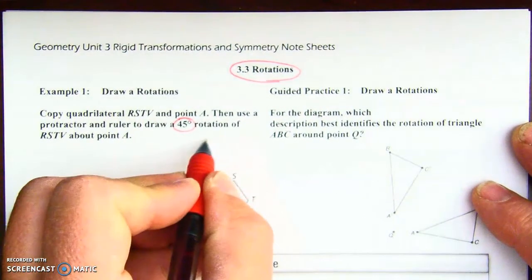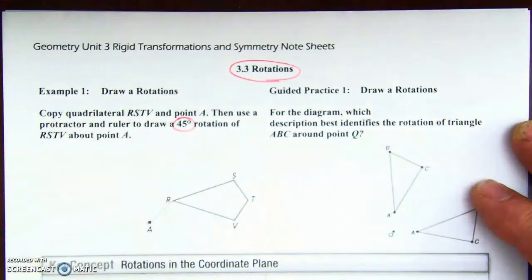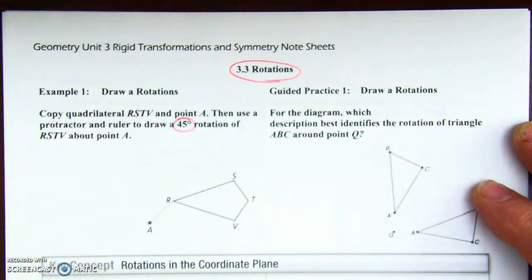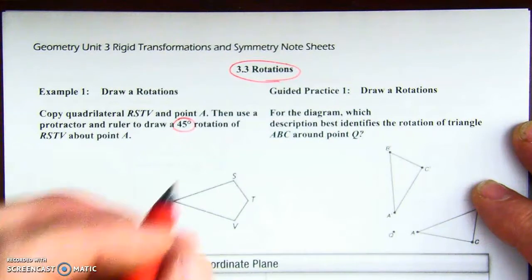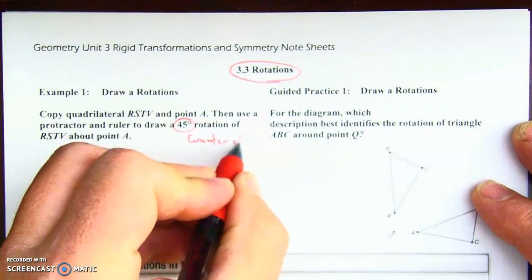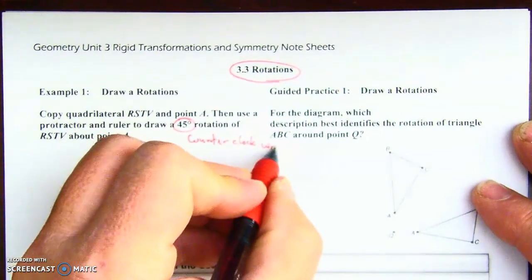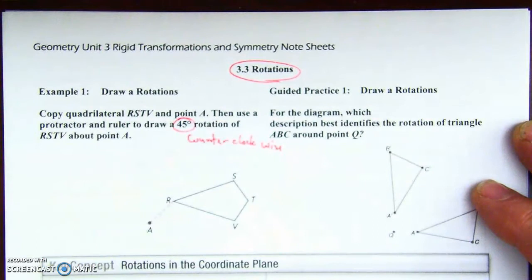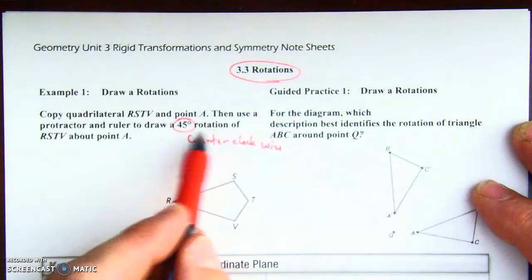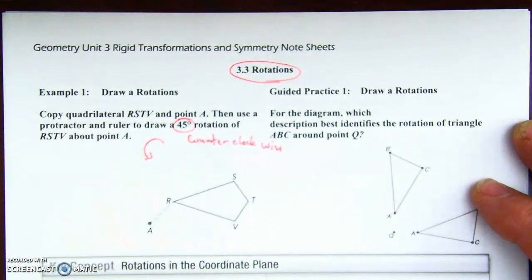And we're rotating, okay? Now, as you see a rotation here, if it hasn't been defined, we're always going to assume it's counterclockwise, okay? If it says clockwise, then it'll say that, but if it only says rotation, we're always going to go counterclockwise, which would be this direction, okay?